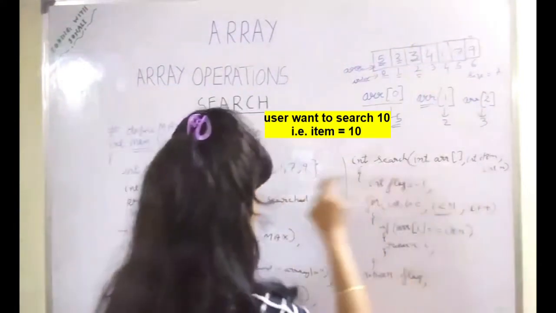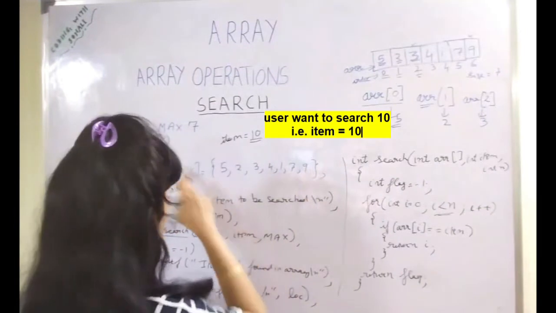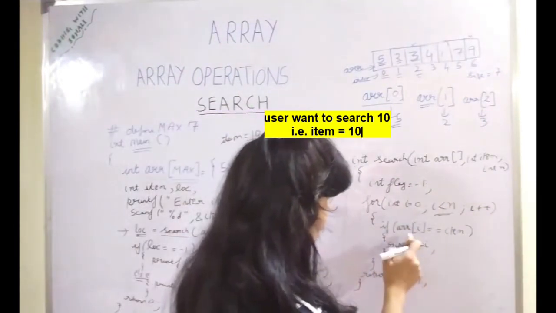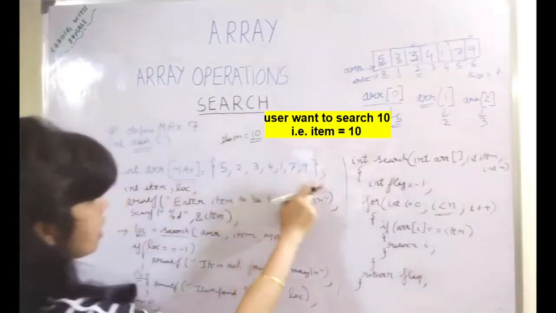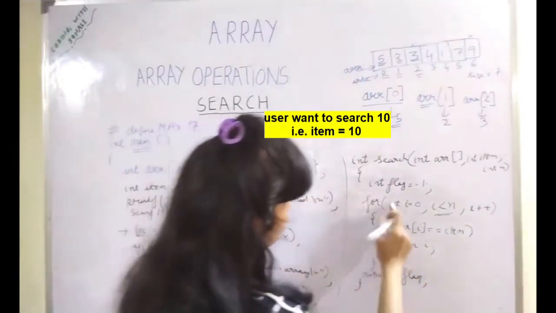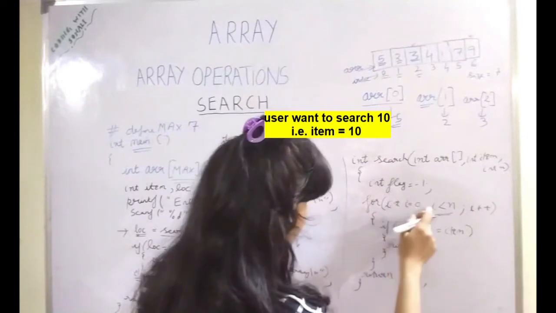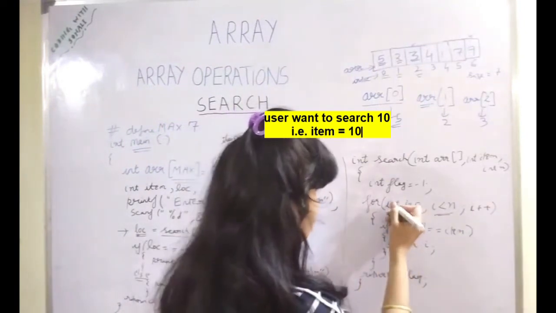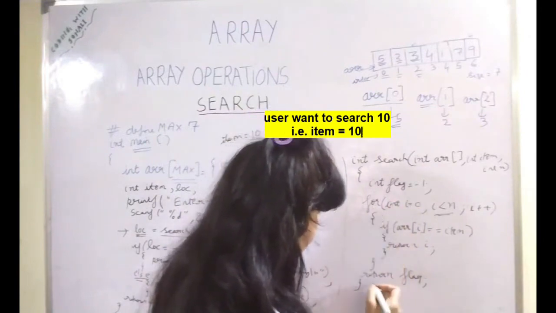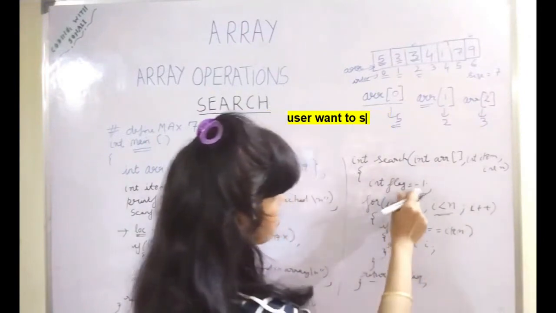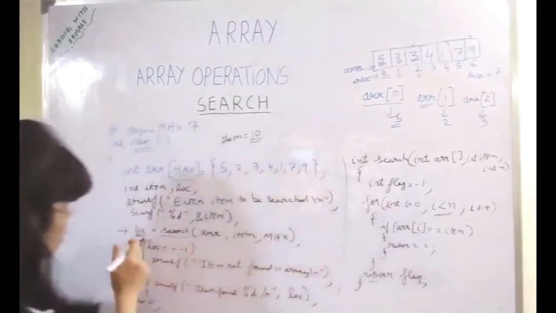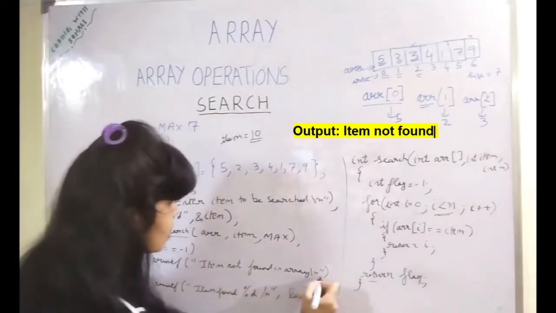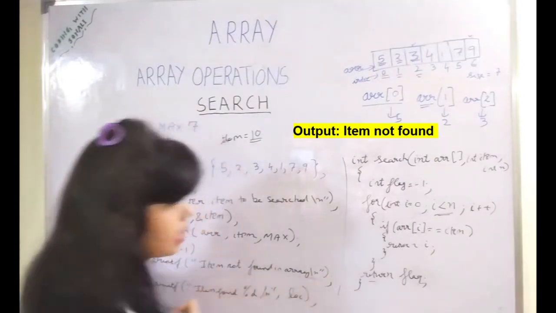What is n? n is simply your max, that is 7, and it will check each and every time. So finally we know that this whole array does not have 10. The loop will go from 0 to n, and this condition will not be satisfied. Finally this loop will come to the end, and it will return flag, that is -1. Once it returns -1, this condition is checked and satisfied, and therefore we will get this message: item not found in the array.